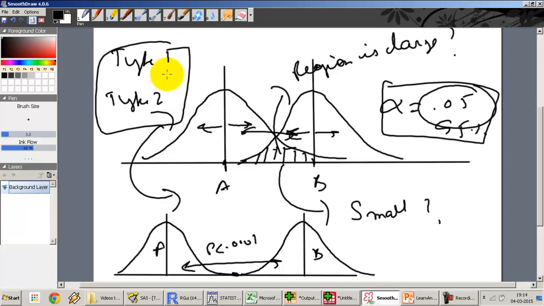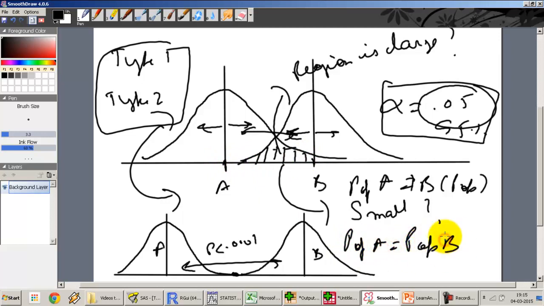The two kinds of errors that we can make over here: A and B are from the same population, right? But we end up rejecting the hypothesis and we say that A is not equal to B, or the population of A, in fact, is not equal to the population of B. That's one kind of error. The other error is that A and B are in fact from different populations, and we end up saying that the population of A is the same as the population of B when it actually isn't. So these are the two kinds of errors.